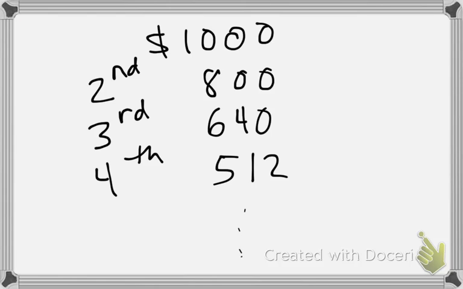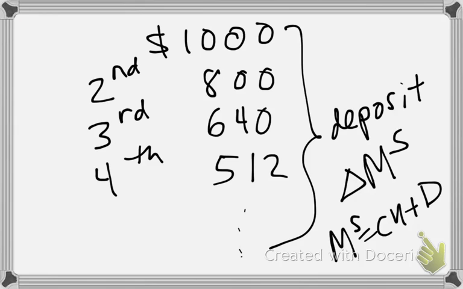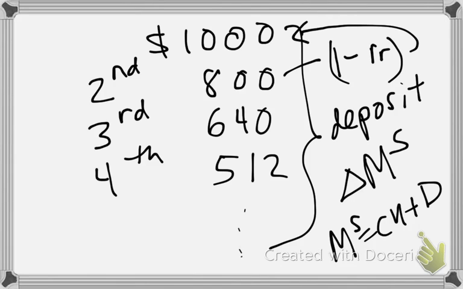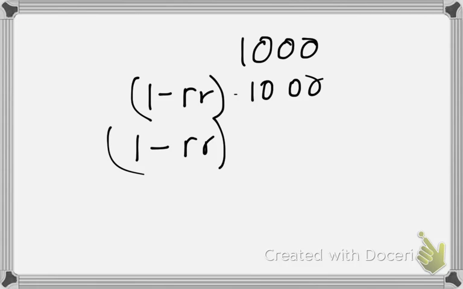To find out what the sum of all of these deposits is going to be, remember these are deposits, so when we add them all up, that's the change in the money supply, because remember, the money supply is currency plus deposits. So if you think about it, this $800 is 1 minus the required reserve ratio times the initial deposit, and this one then is 1 minus the required reserve ratio squared, and so on. So we can rewrite the sum as the initial deposit of $1,000. The second one is 1 minus required reserve ratio times $1,000. The third is 1 minus the required reserve ratio squared times $1,000, and cubed, and so on.